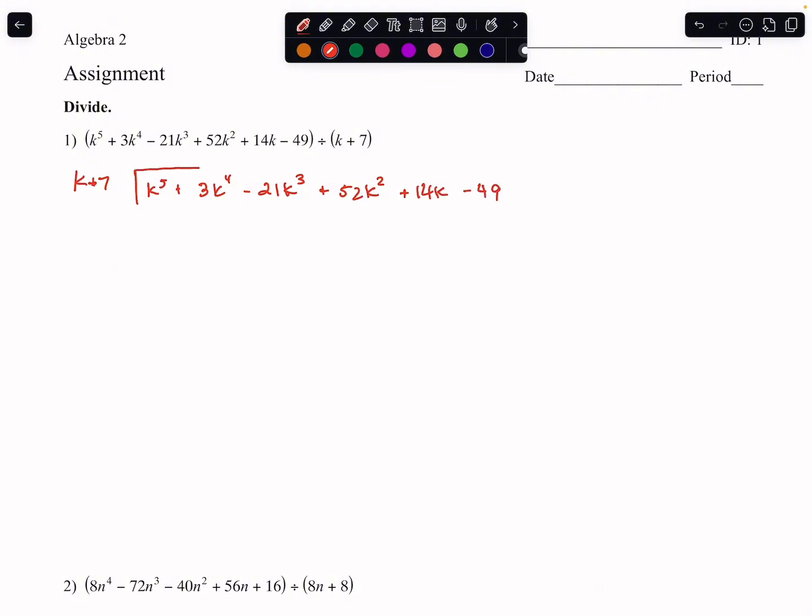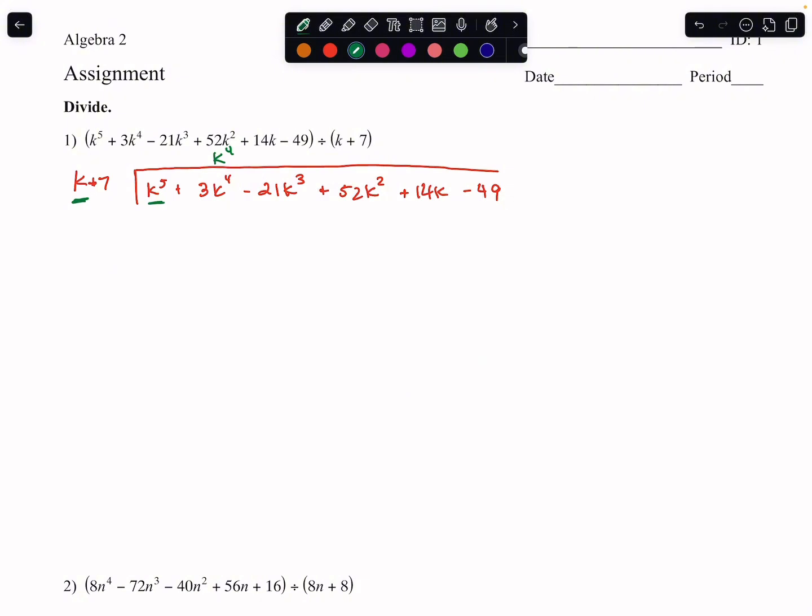All right, first things first. The first step says divide the first number by the first number. In other words, k to the 5th divided by k is just going to be k to the 4th. And I'm going to write that on top. That's where step 2 comes in. It says write your answer in the correct column. I want to keep all of my stuff organized, okay? And then step 3 says multiply back to both numbers.